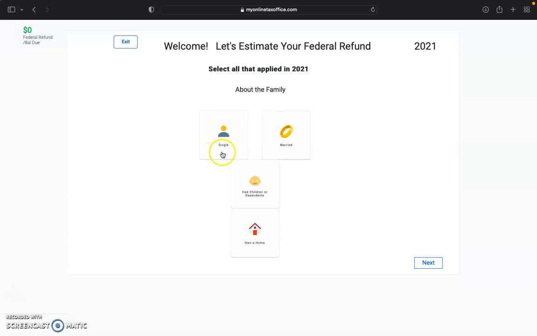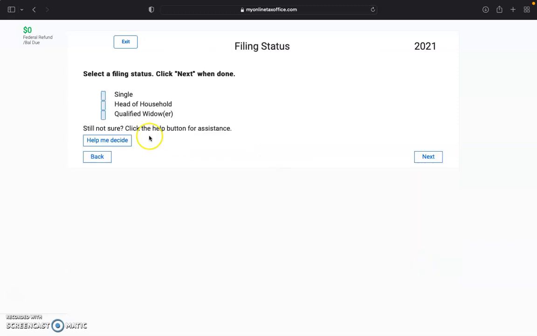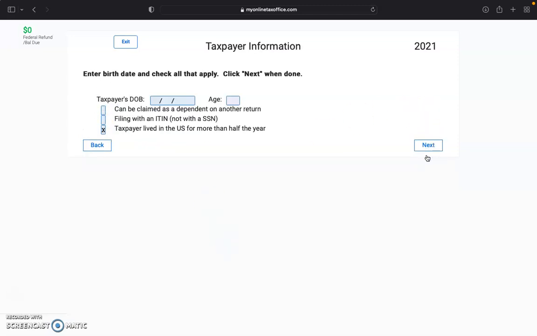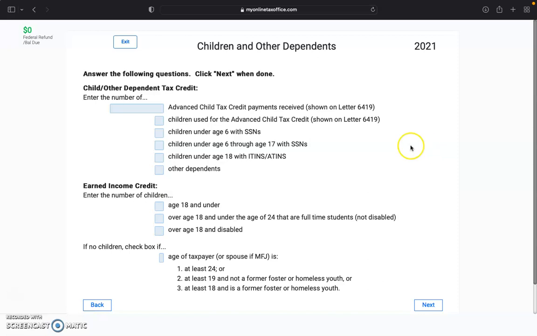Let's just say that our client is single and had one child. We're going to hit next. Go ahead and put single in here. Hit next. Remember, we do not have to put a date of birth into the software to do an estimate. We're just going to say that our client has one child. So let's put one here and one here. They qualify for earned income credit, being under age 18, and they qualify for the additional child tax credit, because we have a 5-year-old.